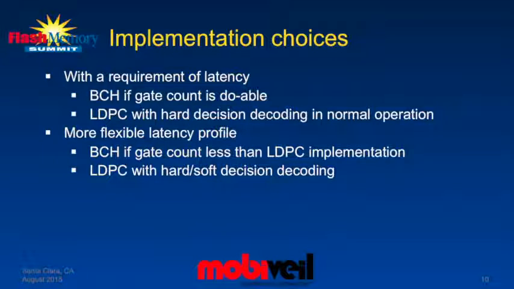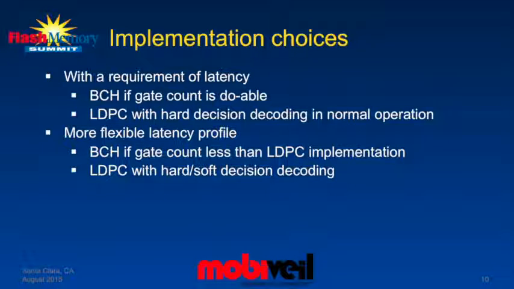Here's kind of the takeaway. If you get nothing else, this is what I want you to take away here. Implementation choices. For enterprise, you really need to have a consistent latency. BCH is, of course, extremely stable in latency, so it's an ideal case. But I'm sure if you talk to very many people, you're going to find out that BCH at 60 bits is just unreal in power and gates, right? You just can't implement something that big.